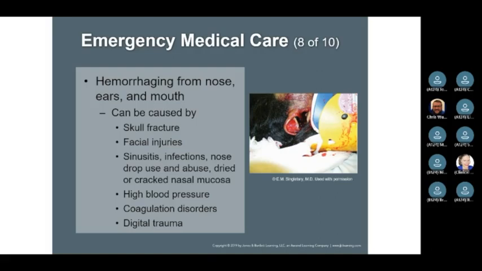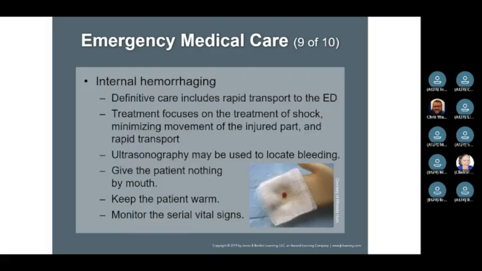Bleeding from the nose or ears following a head injury may indicate a skull fracture. If you suspect a skull fracture, loosely cover the bleeding site with a sterile gauze pad to collect the blood and help keep contaminants away from the site. Internal hemorrhaging, definitive care includes rapid transport to the ED. You can usually control internal bleeding into the extremities quite well in the field simply by splinting the extremity. Treatment focuses on the treatment of shock, minimizing movement of the injured or bleeding part of the region, and rapid transport.